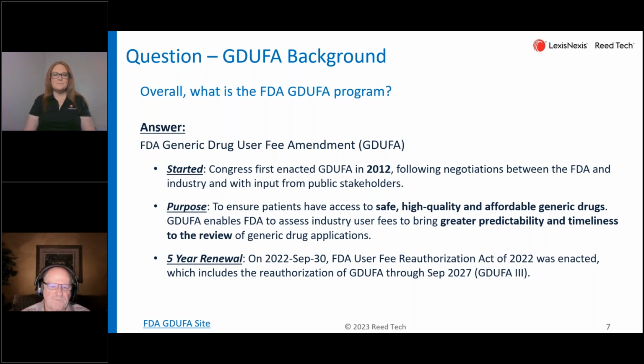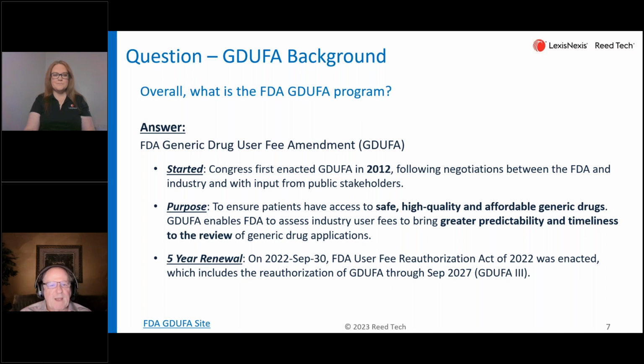And over the course of time, there's a 5-year renewal period for this amendment. So it expires every 5 years. So we're into GDUFA 3, and that was passed in 2022, and that will go all the way out to 2027. So those are some very high-level metrics and a little bit of information about the generic drug user fee amendment.